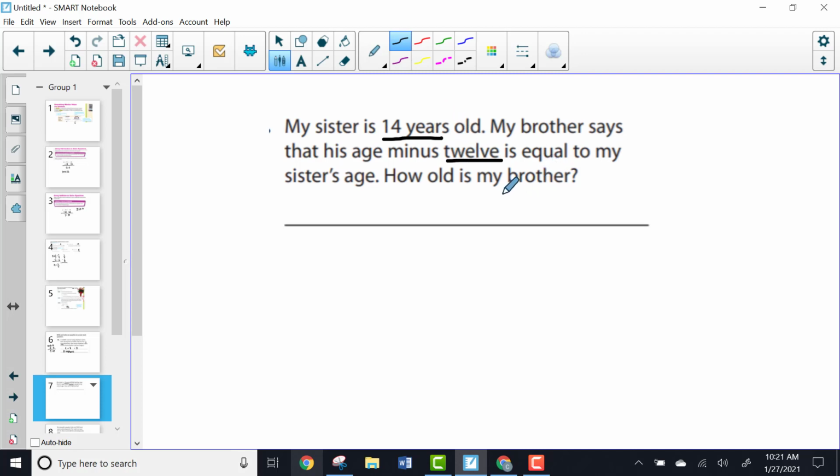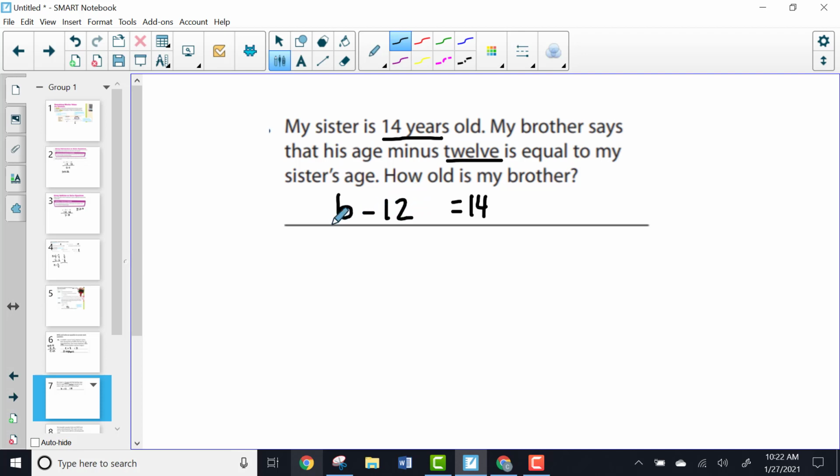Okay, so a couple things that help us out here. It says my sister's age is 14 years old, and it says my brother says that his age minus 12 is equal to my sister's age. So that means it's equal to my sister's age, which is 14 years old. So that means put the equal sign with 14 there. And it says my brother says that his age minus 12. We don't know how old the brother is. Okay, so what I'm going to do is take B minus 12.